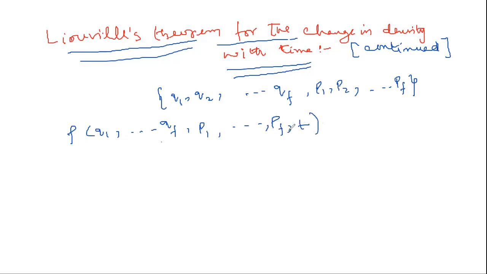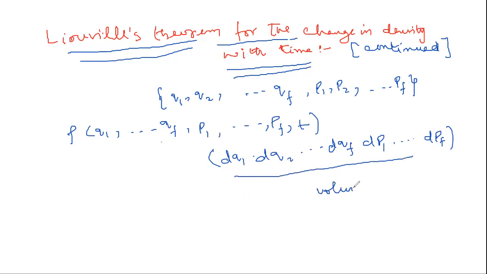Then what we did, we first found the number of systems in the ensemble which at time t have positions and momenta in the element of volume dq1, dq2, this is product here, dqf, then dp1, product here, we're multiplying the things up to dpf. As we discussed in the last lecture, this is the volume element in this phase space.